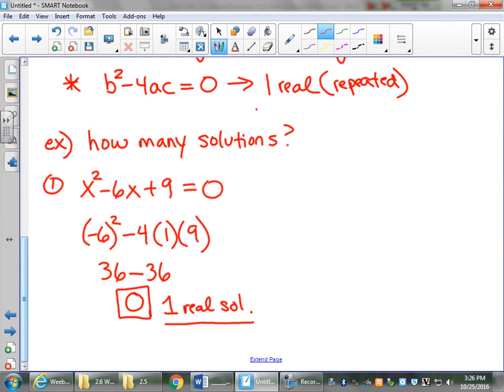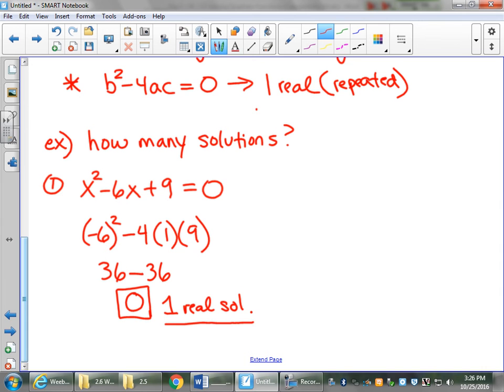If you did the formula and you got 27, okay, so 27 would tell you that's positive. That means there'd be two real solutions. 27 is not the solution. It's just telling you how many exist. And if you did the formula and got like negative 8, that would mean that there's two imaginary solutions because it's negative. So that's the discriminant.